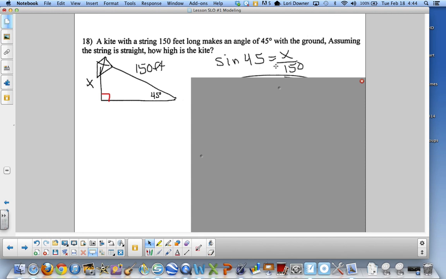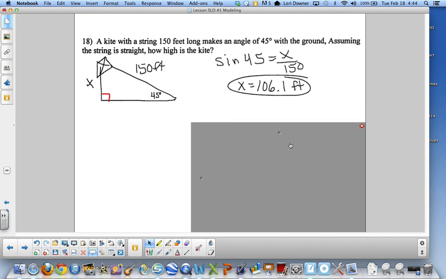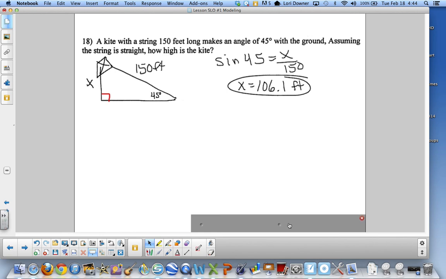The sine of 45 equals the opposite, x, over the hypotenuse, 150. To solve this equation, I'm going to multiply both sides by 150. And I get that x is 106.1 feet. So that's how high the kite is.